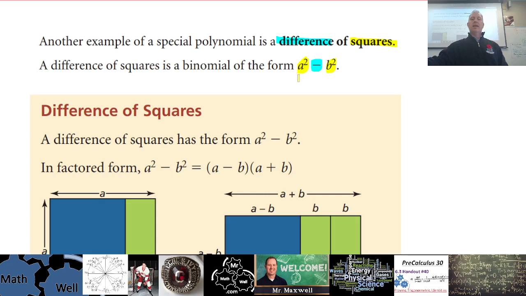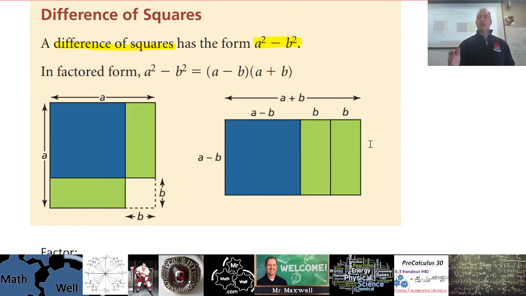So when you see this, it is a binomial, but it's a special binomial. If you have a perfect square and a perfect square, and it can be written as a subtraction, so you have one minus the other, then you have what's called a difference of squares in this form right here. In factored form, a difference of squares, let me just show you this visually. If you just think about this for a bit, it might make a lot of sense. Sometimes the visual makes a lot of sense for students, sometimes it doesn't.